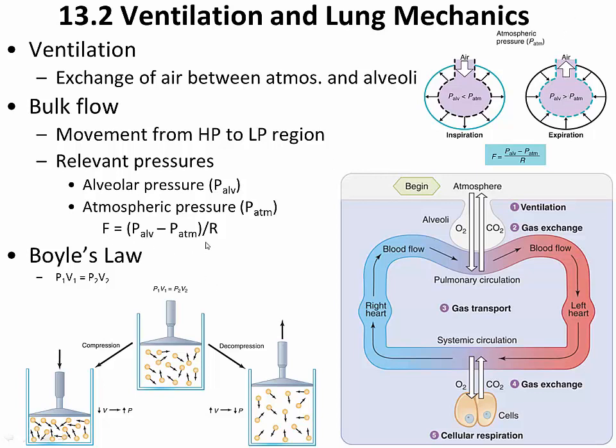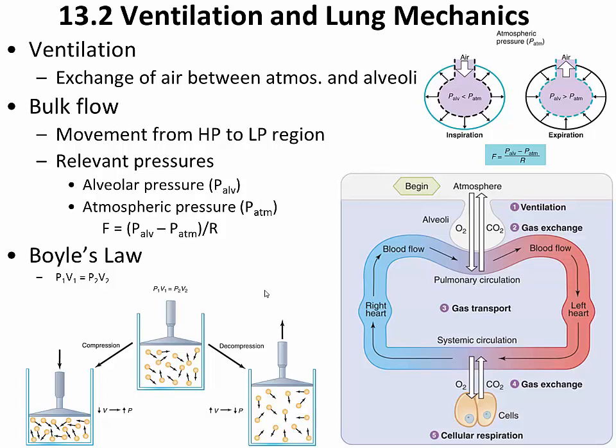And so we can calculate the movement of air using the equation that describes bulk flow. In this case, flow is equal to the pressure difference between the alveoli and the atmosphere divided by the resistance. There's not much resistance here, that is provided by the tubes of the airway that we talked about previously. And so the flow is primarily the result of the difference between the atmospheric pressure and the alveolar pressure.